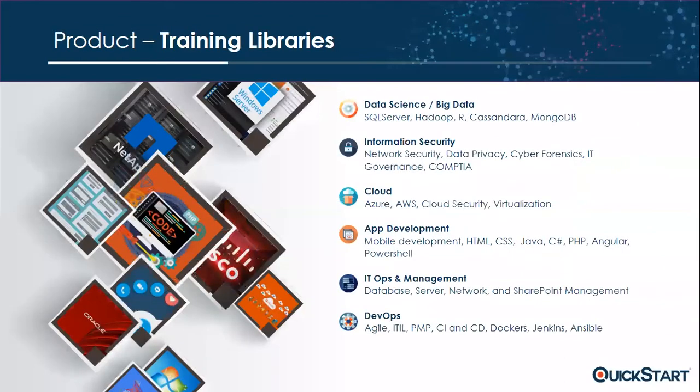All right. So there are 6 key pillars that we at QuickStart specialize in. The first one, on the top, is big data. We all know that 5 or 8 years ago, big data was the trend within the IT space. So that's one of our key pillars that we specialize in.